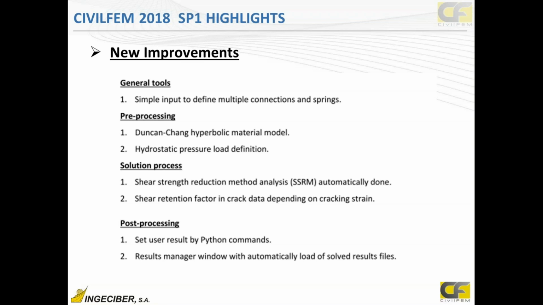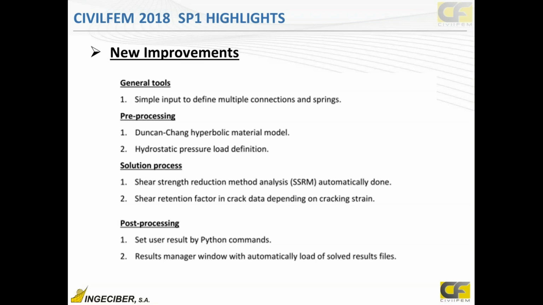For the solution process, before it could be done manually or using Python, we can now reduce cohesion and friction angle until getting the collapse, following the shear strength reduction method analysis for slopes or any other geotechnical structure. The shear retention factor in crack data will depend on the cracking strain, so it can be changed. You don't need to set a fixed one, a constant.